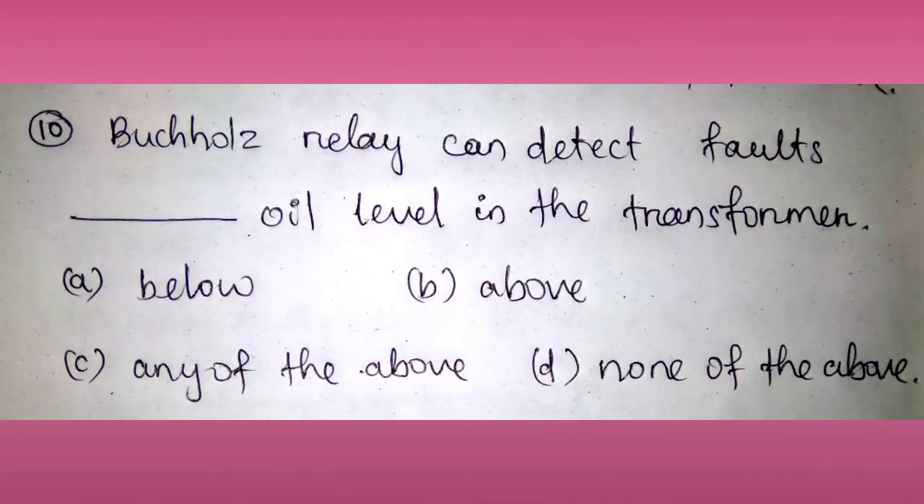Question number 10. Buchholz relays can detect false dash oil level in the transformer. Option A below, option B above, option C any of the above and option D none of the above. The Buchholz relay can detect false below oil level in the transformer. The correct answer is option A, below.